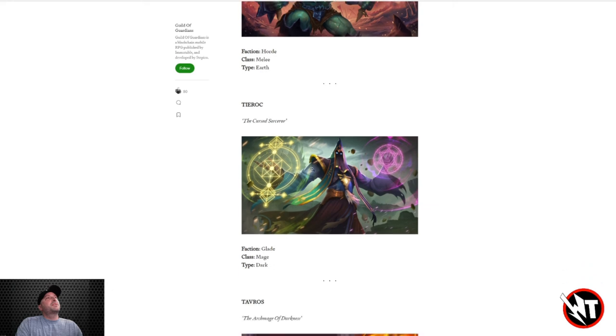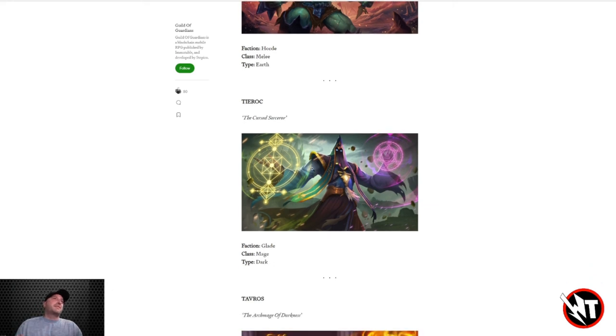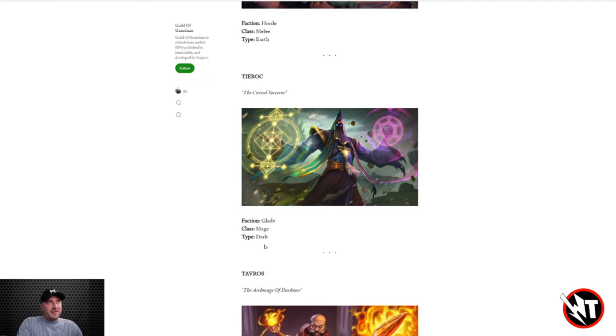Tyrok, the Cursed Sorcerer. Now, right away, I thought of Doctor Strange, but it's not. This was pretty far off. I'm not worried about copyright issues on this, but very cool. I like the animation, and then, you know, very mysterious. Faction Glade, class mage, type dark. That makes sense, dark.